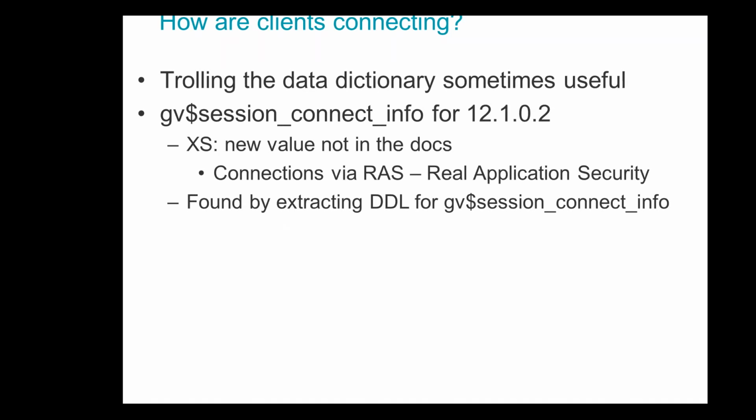So it's useful to know how to query the data dictionary, because I found that for this view in 12.1.0.2, there is a new connection type called XS. It's not in the documentation, at least it wasn't when I wrote this. I should check again and see if it's appeared since then. And these are connections that are made via Real Application Security. And this is simply found by extracting the DDL for the view GV$SESSION_CONNECT_INFO.